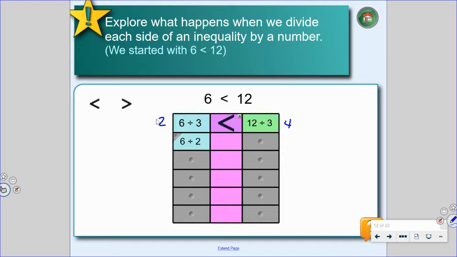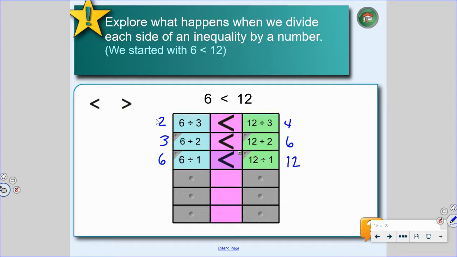All right, let's try another one. 6 divided by 2 is 3. 12 divided by 2 is 6. We're going to keep comparing the quantities after we divide. Let's divide by 1. 6 divided by 1, 12 divided by 1, still less.